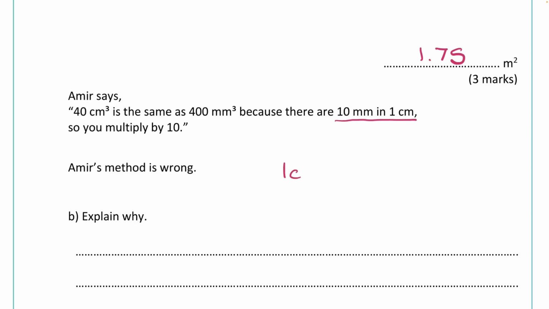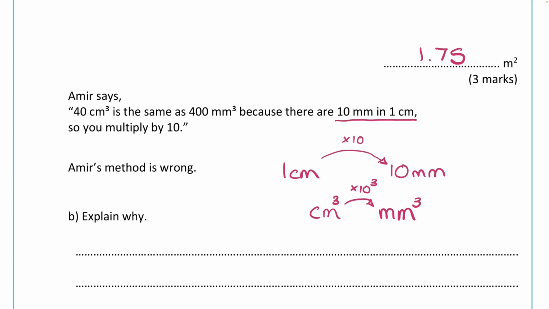So to get from centimetres to millimetres, we do in fact times by 10. However, to get from centimetres cubed to millimetres cubed, we in fact times by 10 cubed. So we'd want to write something along those lines. Now 10 cubed is equal to 1,000. So instead of multiplying by 10 in the case of the cubed units, we times by 1,000 or by 10 cubed. So we'd want to write some sort of wording there.